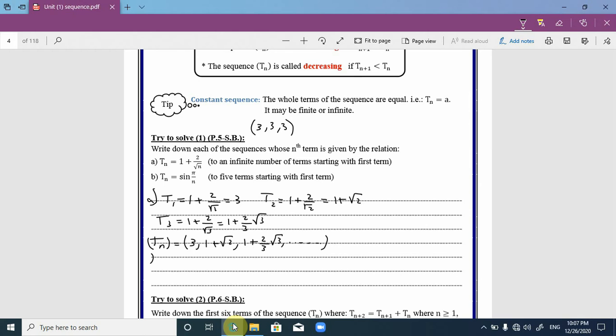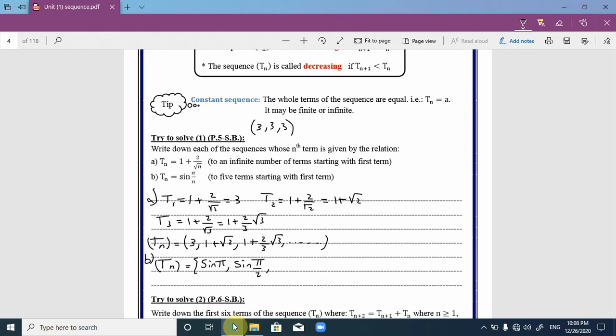Number 2: this sequence, Tn equals sine pi over n, to 5 terms starting with the first. If we substitute n with 1, 2, 3, 4, 5, we get 5 terms of this sequence. So Tn here: sine pi over 1 equals sine pi, the first term. For n equals 2, sine pi over 2.